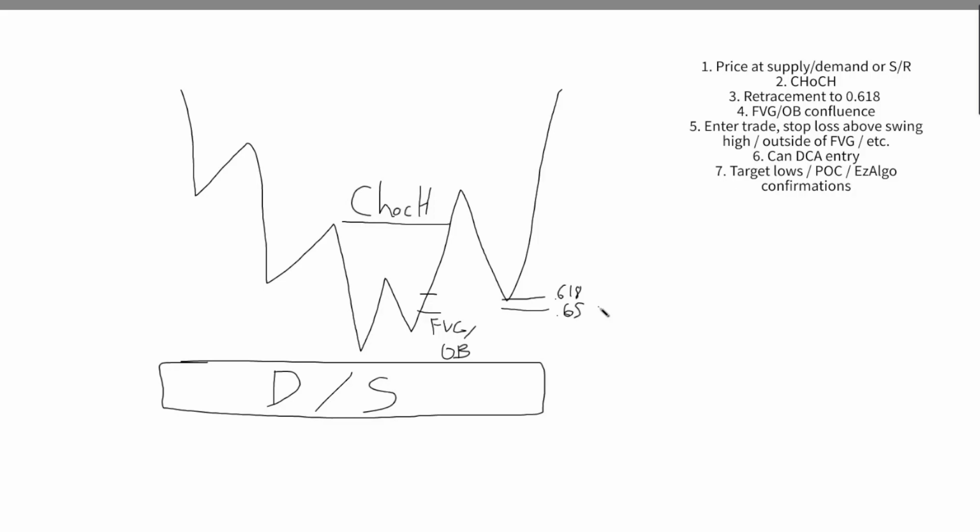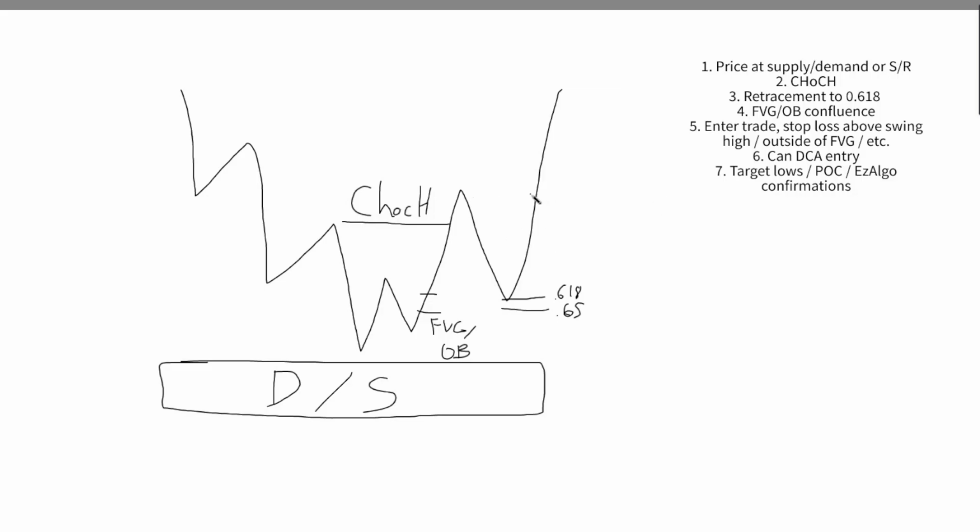And then rule number 7 is you're going to target the lows, point of control, or easy algo confirmations. So in this case, right, you'd be targeting the highs. So you'd be entering right here. Honestly, you'd be targeting probably here for your take profit 1, this high for your take profit 2, and then if there's another high right here, maybe right here for your take profit 3. Or you could just target one high. Right, you can have a large risk to reward ratio and just target that high. So that's kind of up to you as well.